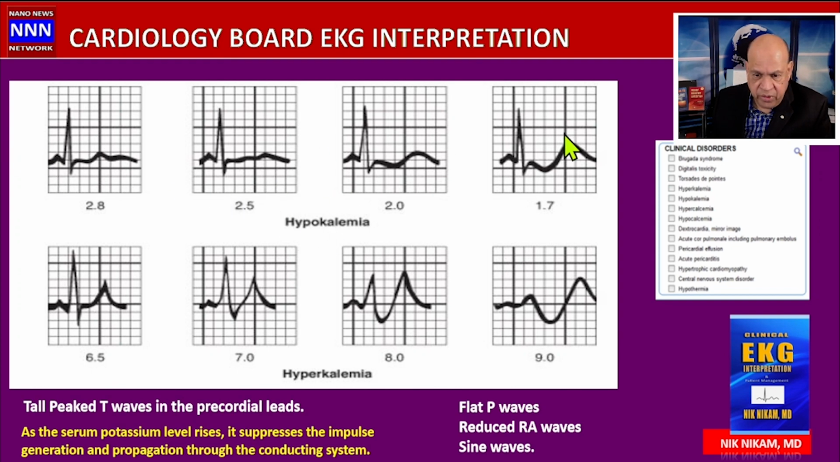This is hypokalemia, and this is hyperkalemia. Hyperkalemia: tall, peaked T waves, narrow T waves, and then sine wave. Hypokalemia: flat T waves, U waves, prolonged QT interval, which is a spurious prolonged QT interval, and then sagging ST segment.